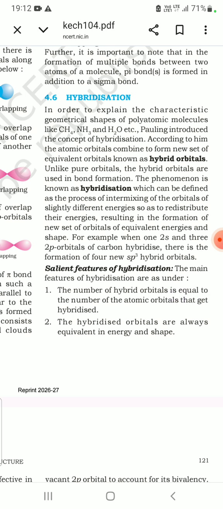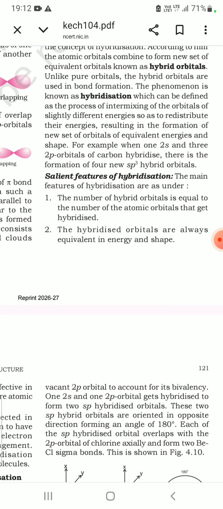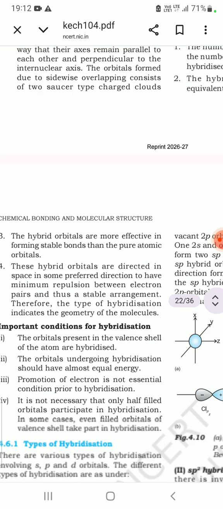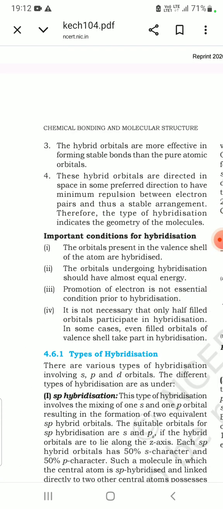Next, it is given hybrid orbitals, hybridization, and the salient features of hybridization. The number of hybrid orbitals is equal to the number of atomic orbitals that get hybridized. Second, the hybrid orbitals are always equivalent in energy and shape. Third, hybrid orbitals are more efficient in forming stable bonds than pure atomic orbitals.